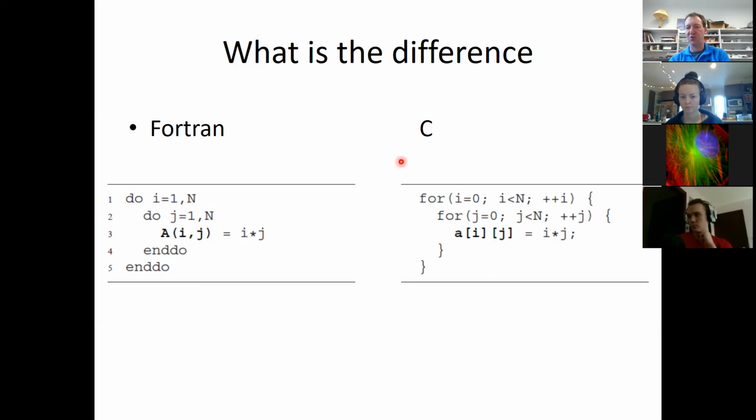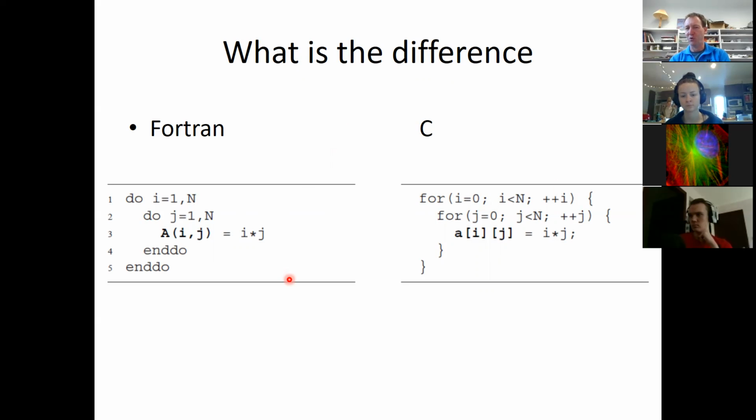A small difference is that C indexing starts at 0, Fortran indexing starts at 1. That's why the loop is running here from 1 to n, including, whereas in C it's running from 0 to n, excluding. So what is the difference in this code? As you see, they look exactly the same.